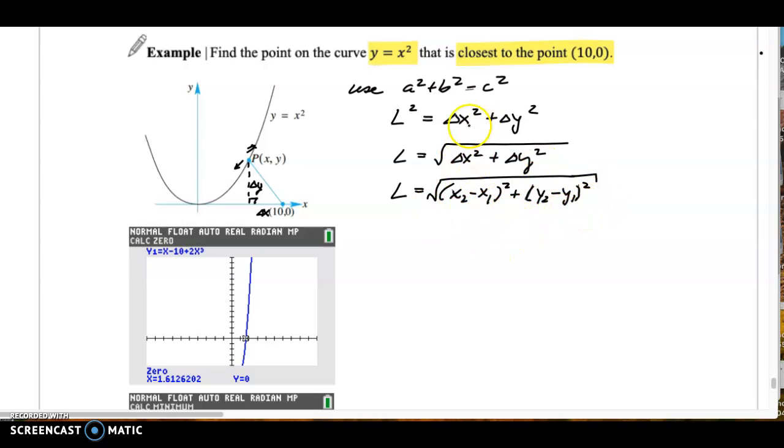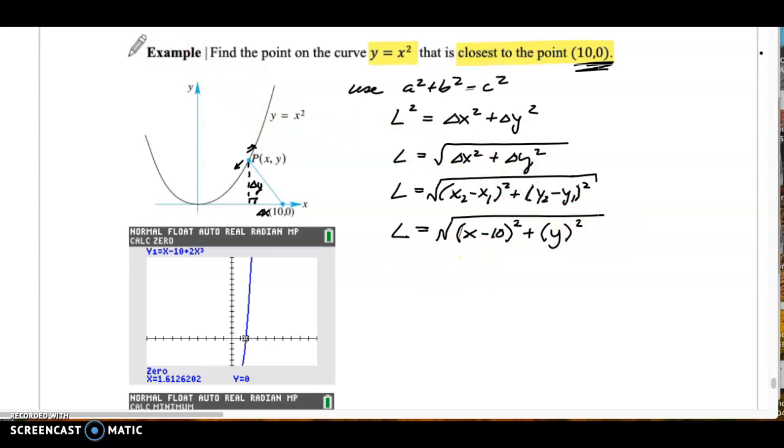So now I plug in the point that we have. So that will be L is equal to, this would be just my x, the x that's just moving all the time. So that would be my x that moves, minus the 10, squared, plus y, which is the one that moves, and that would be just squared because this is 0. So, okay, then I just have that.